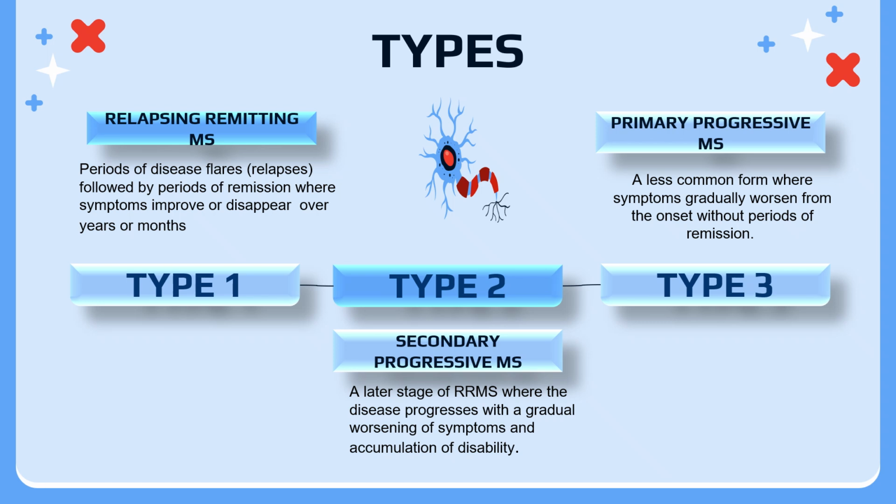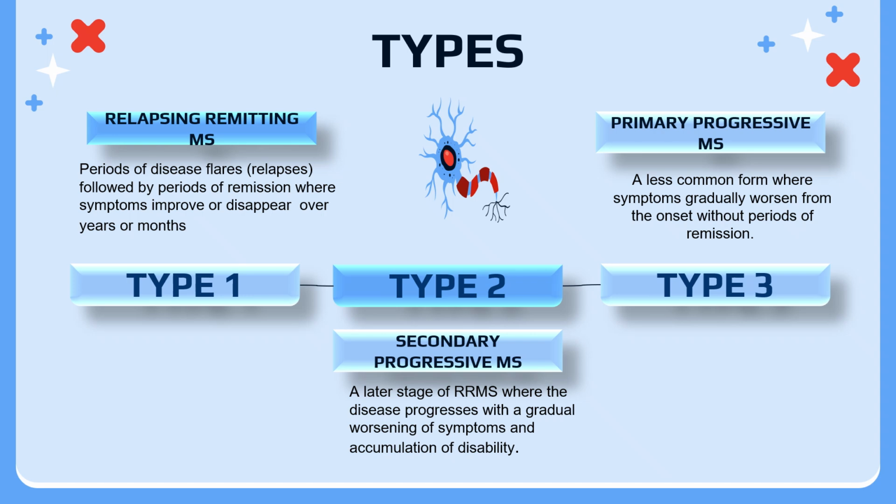Type 2 is secondary progressive multiple sclerosis, which is a later stage that usually follows relapsing remitting multiple sclerosis, type 1, where the disease progresses with a gradual worsening of the symptoms and accumulation of disability. So from here the disability starts.